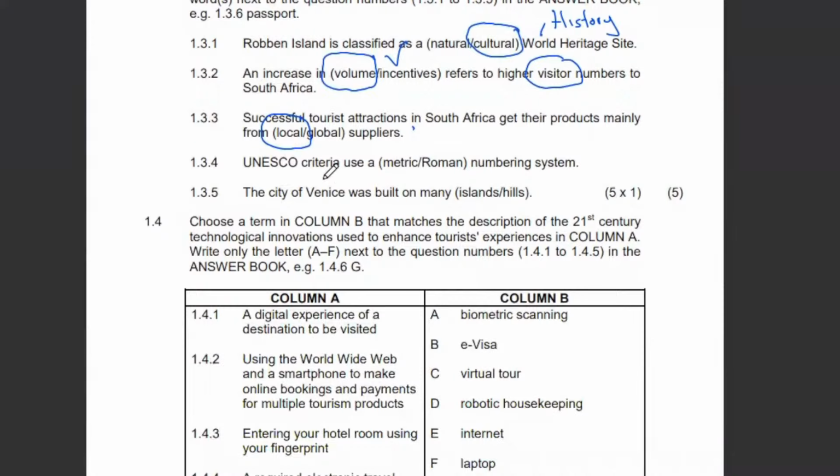Then the next question is something to do with UNESCO, which is the United Nations Educational, Scientific and Cultural Organization. So which criteria do they use? They actually use the Roman numbering system. Instead of using the metric system, they actually use Roman numerals. They use the Roman numbering system.